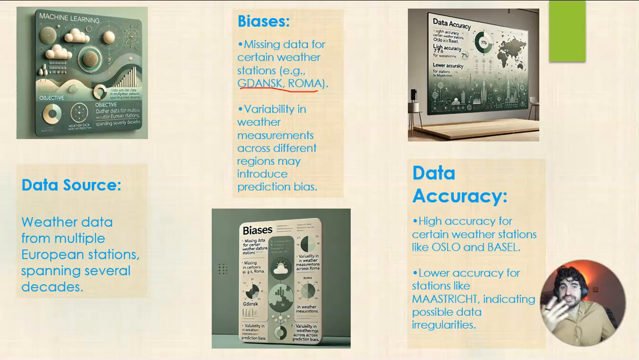Some stations, like for example Oslo or Basel, had higher accuracy, while others, like for example Maastricht, show lower accuracy, possibly indicating some data irregularities.